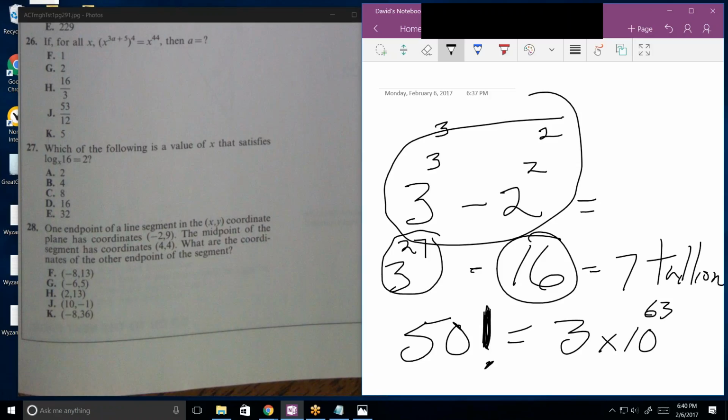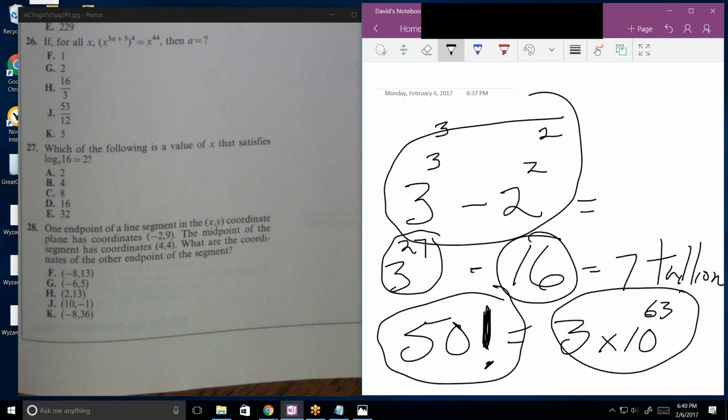Now, how strange is that? That 50 factorial would be that big of a number. You wouldn't think it's possible, almost. I mean, if you think about 50 times 49 times 48 all the way down to 1, how do you get this size number? But trust me, it's true.